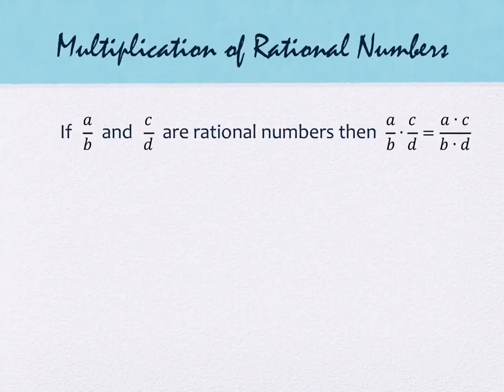The multiplication of rational numbers works like this. If you have a over b and c over d and they're rational numbers that you multiply, then a over b times c over d is a times c over b times d. So we're just multiplying across the top, multiplying across the bottom. It doesn't matter whether your denominators are the same or not. It's completely irrelevant. And that's why it's easier, because I don't need common denominators when I multiply and divide. It's only an addition subtraction thing.